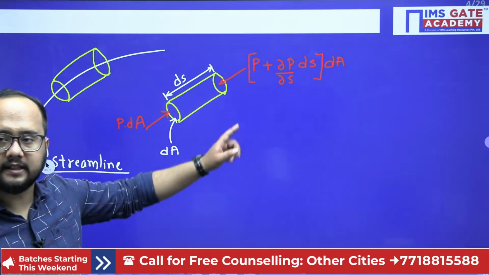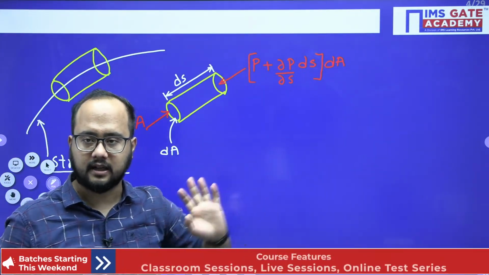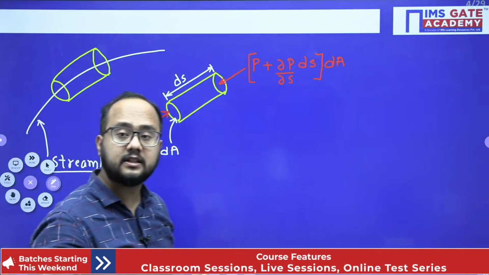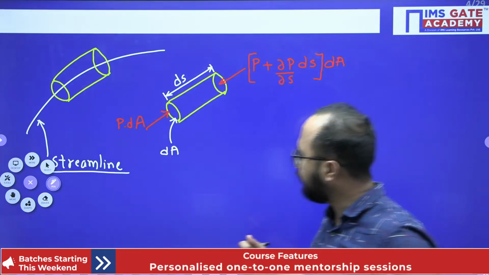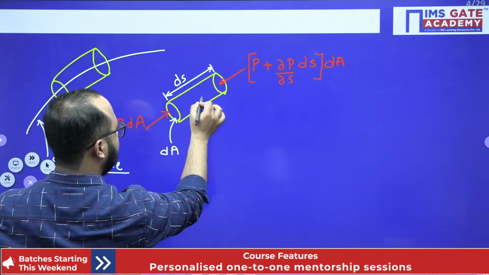I hope this point is clear, everyone. We have used this formula in kinematics and statics also various times. So these are the pressure forces. Now the second force is gravity, that is the weight of the fluid element itself. Now if I have to tell the weight of the fluid element, I can tell it like this.